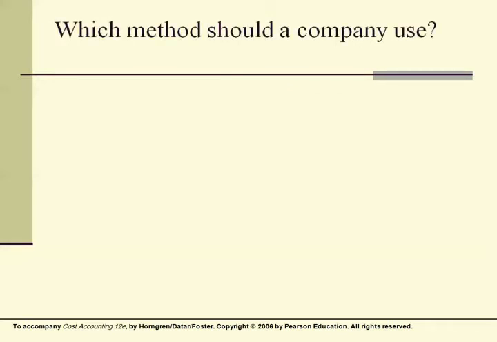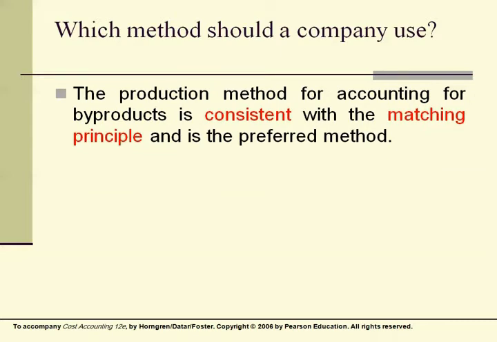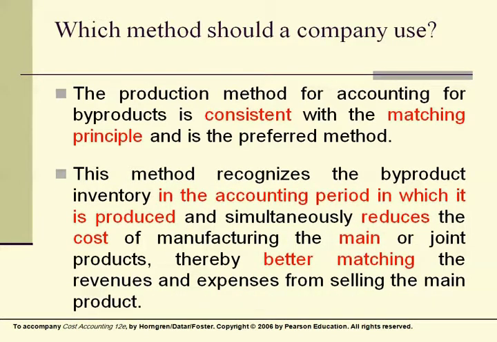Which method should a company use? The production method for accounting for byproducts is consistent with the matching principle and is the preferred method. This method recognizes the byproduct inventory in the accounting period in which it is produced and simultaneously reduces the cost of manufacturing the main or joint products, thereby better matching the revenues and expenses from selling the main product.